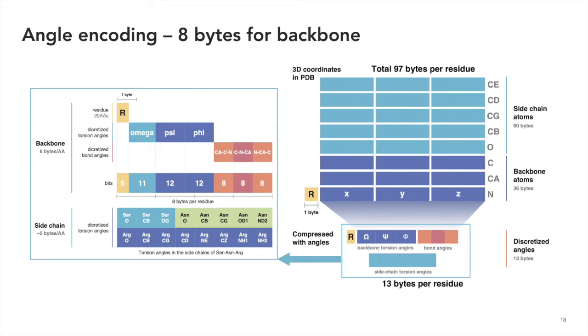For the backbone encoding, we use 5 bits for encoding the residues, which consist of 20 amino acids, and we use 12 bits for encoding torsion angles, except for the omega angles, and 8 bits for encoding bond angles. So that quite reduced the required bytes per residue from over 90 bytes to 30 bytes.